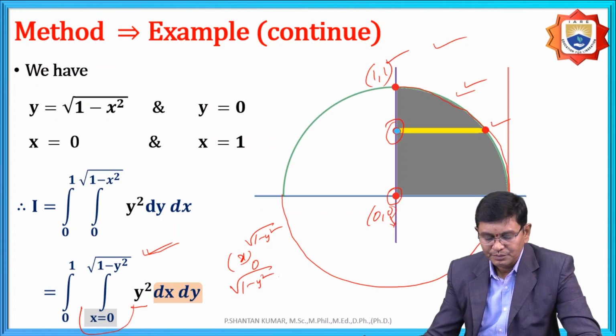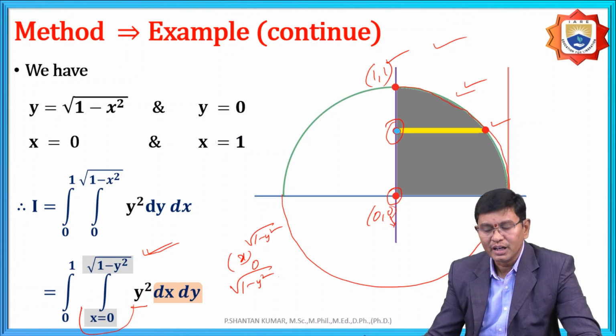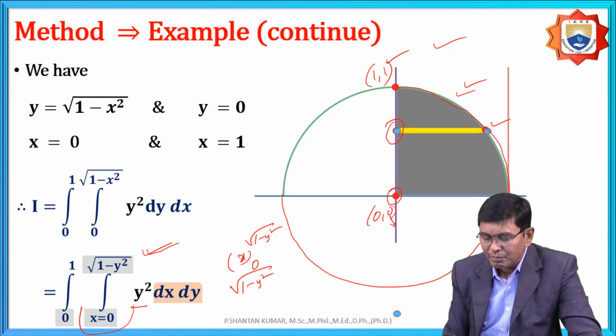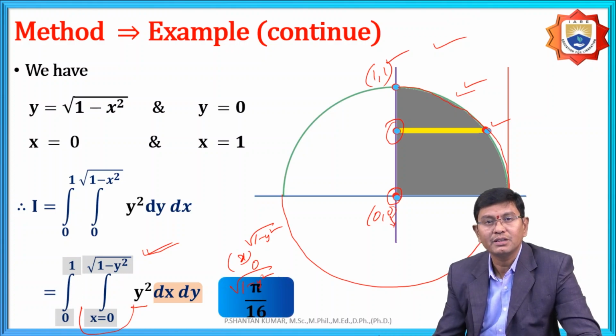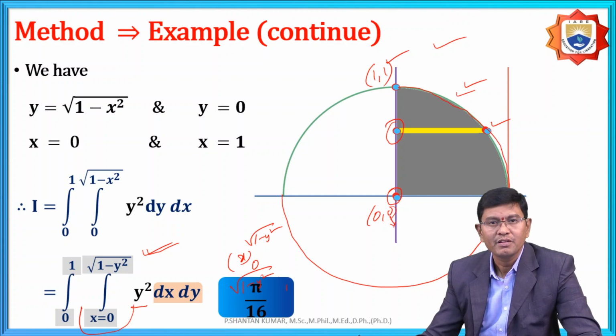And again, based upon this, while we find the integration of root of 1 minus y square between 0 to 1, the solution will be pi by 16 as the final solution.